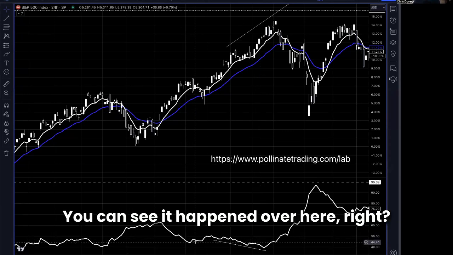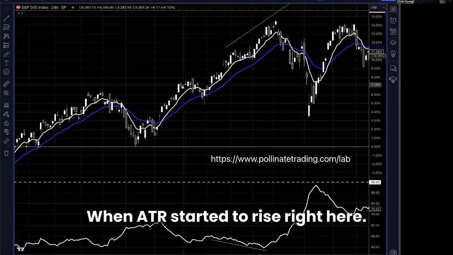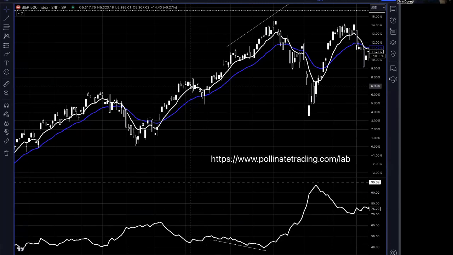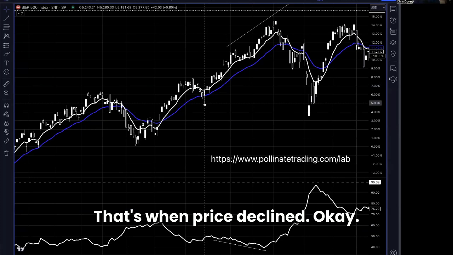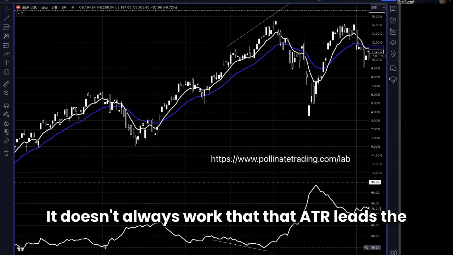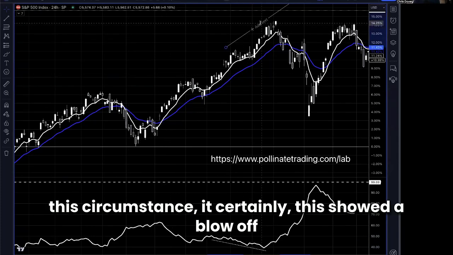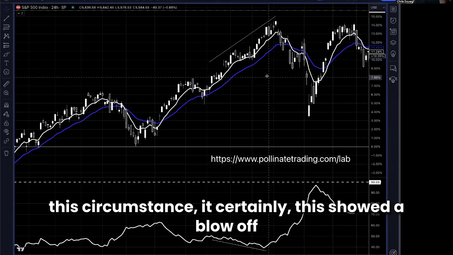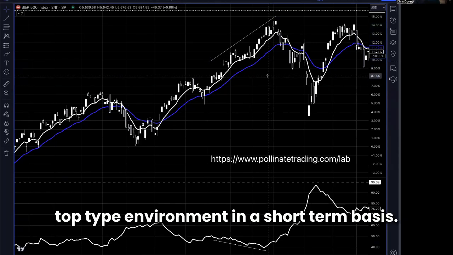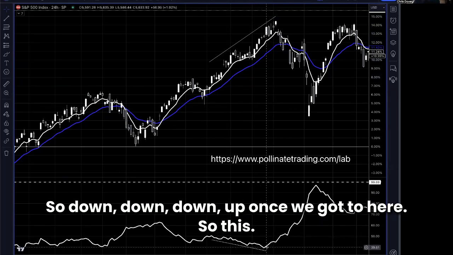You can see it happened over here. When ATR started to rise right here, that's when price declined. It doesn't always work that way, but in this circumstance, ATR led the peak and showed a blow-off top type environment on a short-term basis. So down, down, down, down, up.